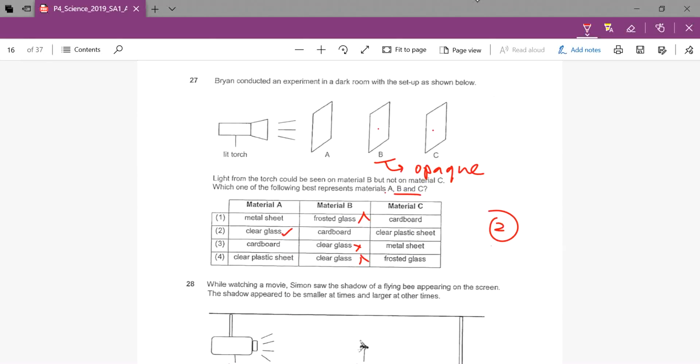Okay, whereas for C, it can be clear plastic sheet, cardboard, metal sheet, frosted glass, anything, but you don't know. You can't test it because it's behind B. As long as B is an opaque object, all light is blocked already. There's no way you can tell what C is.